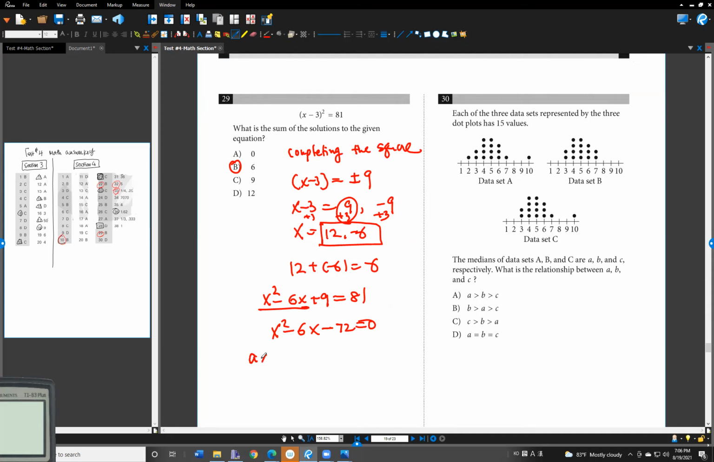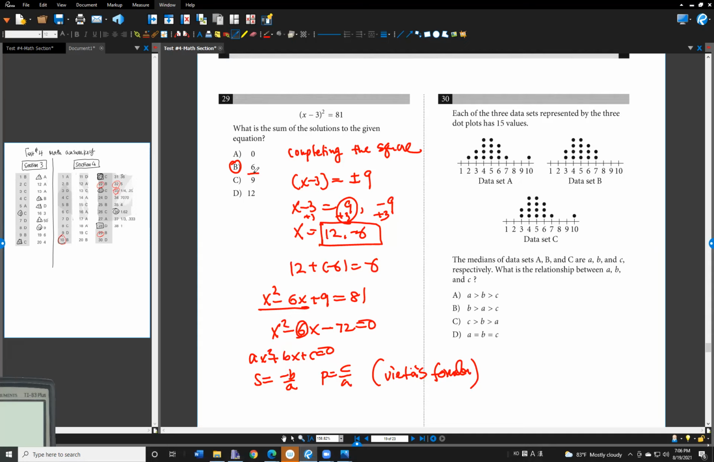Do you remember? Ax squared plus bx plus c equals 0. Sum of roots is what? Negative b over a. Product of roots is c over a. This we called Vieta's formula, okay? If you know this one, it's easy. You don't have to calculate. Just what? 6 is the answer.